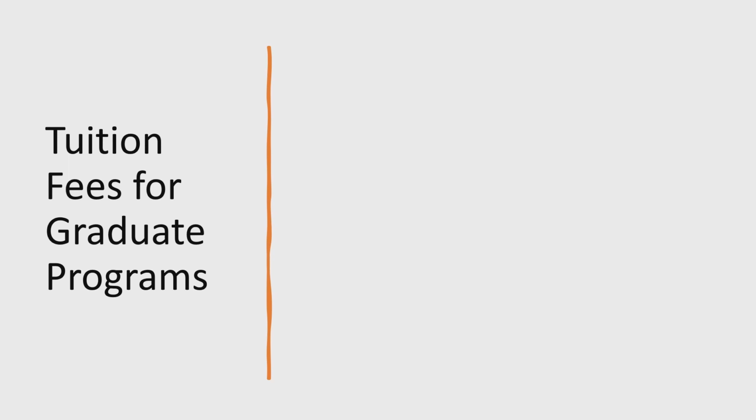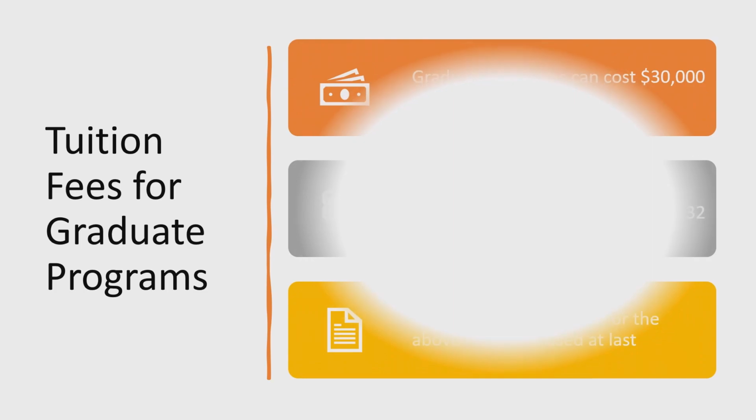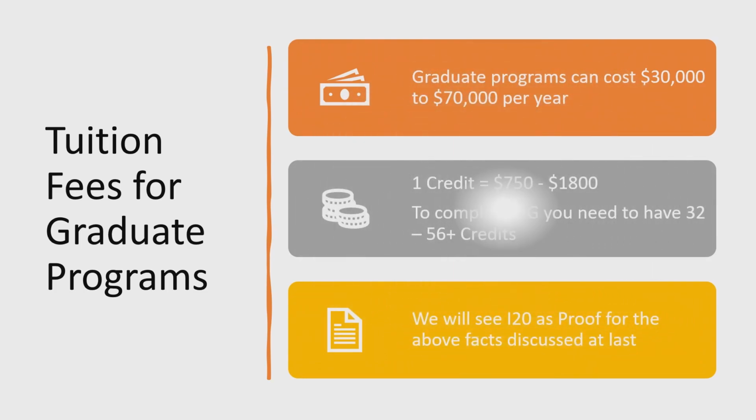Next, coming to your graduate fees, it comes from $30,000 to $70,000 per year. It's a very big amount, I can understand, but yes, this is the cost per year for a graduate program. It's a 2 year degree program, where again per credit they charge you from $750 to $1,800. To complete a PG, you need at least 32 credits or 56 plus credits. To justify this also, I'll show you some proofs of I-20, so nothing to worry.